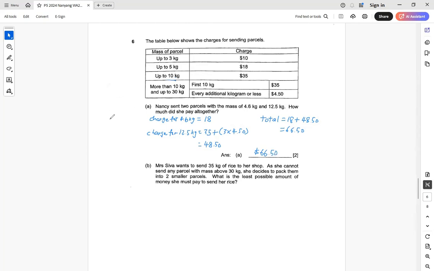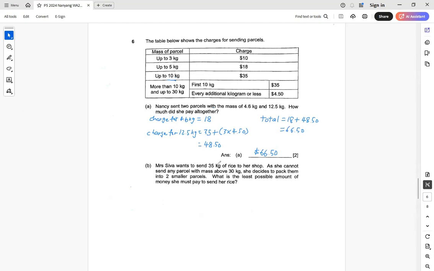Okay, let's go to part B now. Mrs. Siva wants to send 35 kg of rice to her shop. As she cannot send any parcel with mass above 30 kg, she decides to pack them into 2 smaller parcels. What is the least possible amount of money she must pay to send her rice?